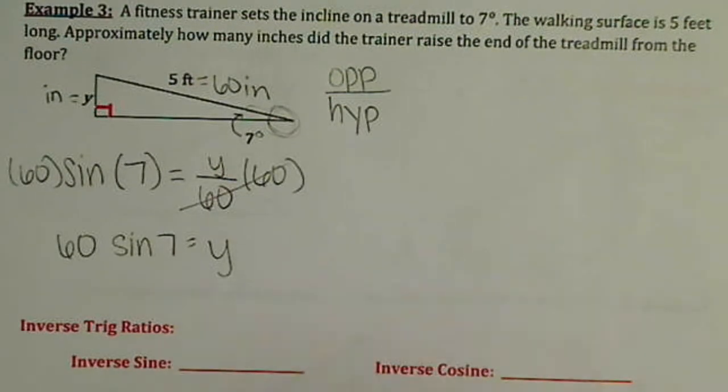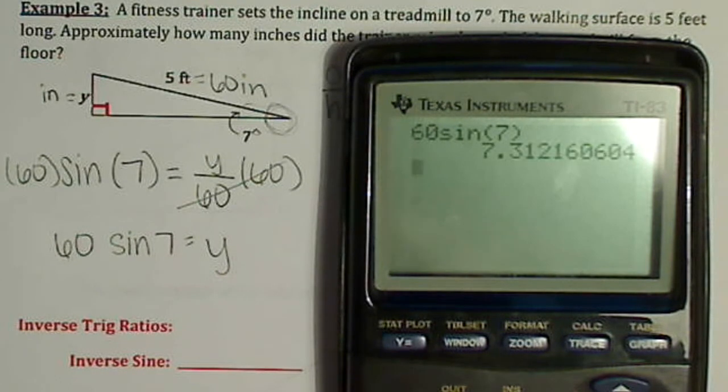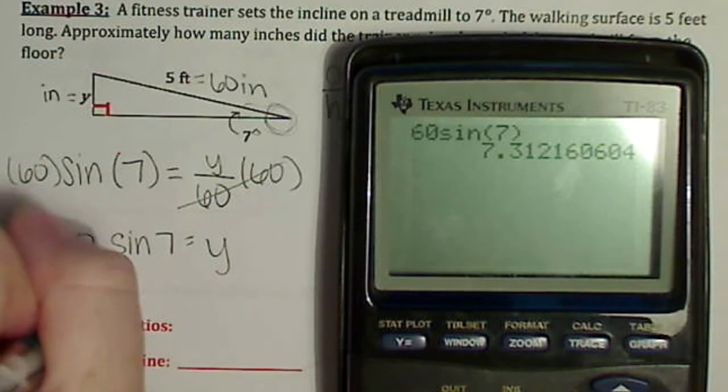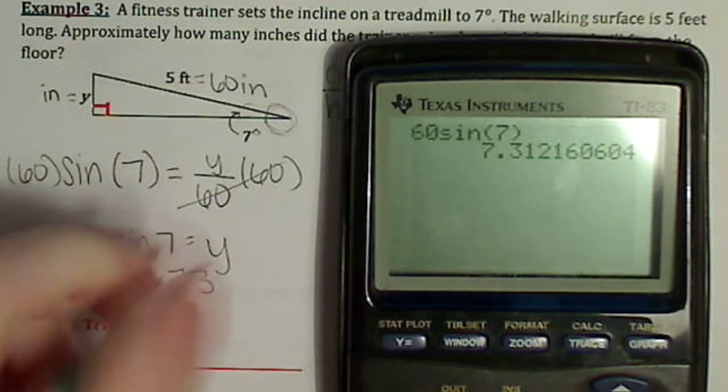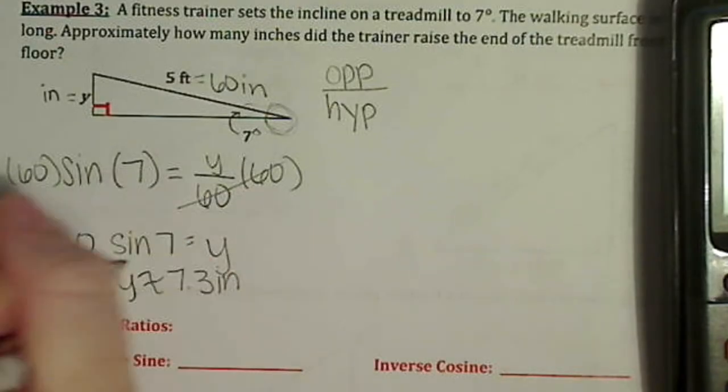Here's where your calculator comes in handy. What you're going to put in is exactly what you see. 60 sine 7. Enter. Okay, that's a long decimal. So it says approximately how many inches. So we're going to say about 7.3 inches. Make sure you label it.